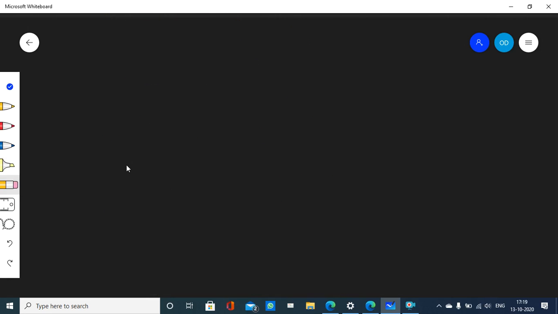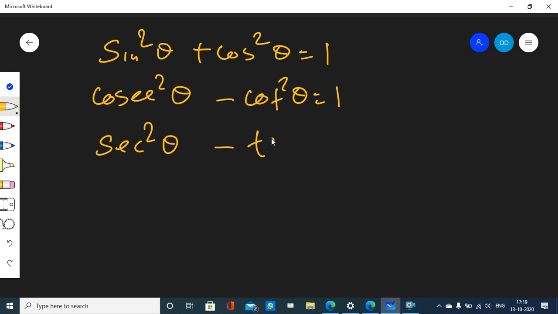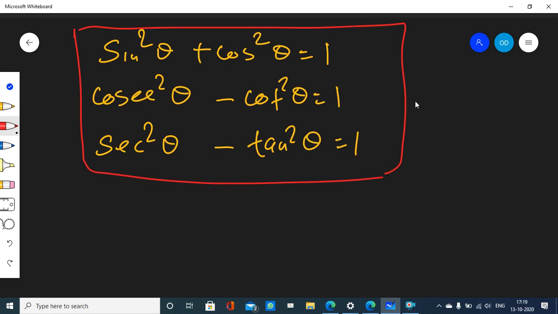Okay. So let me just write down all the 3 identities in one place so that it will be easier for us to memorize them once and for all. The first identity is sine square theta plus cos square theta is equal to 1. The second one is cosec square theta minus cot square theta is equal to 1. The third one is sec square theta minus tan square theta is equal to 1. These are the 3 identities that you have to memorize by heart.